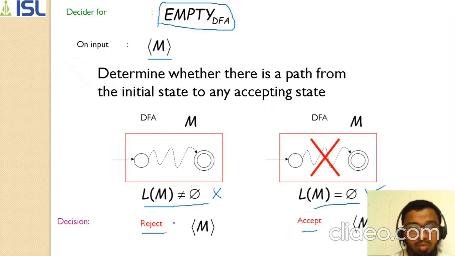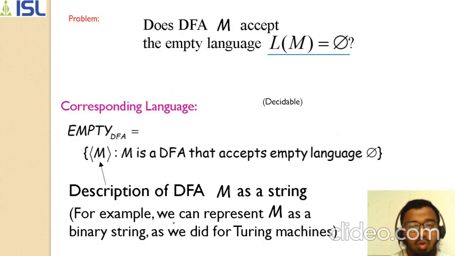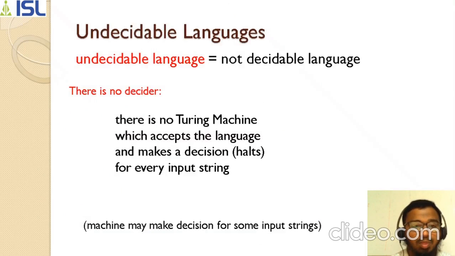So this is about decidable languages. Whatever is decidable, with the help of a Turing machine we will get a solvable problem. We took the example of the empty language, and we got the answer accept or reject. Okay, undecidable language.